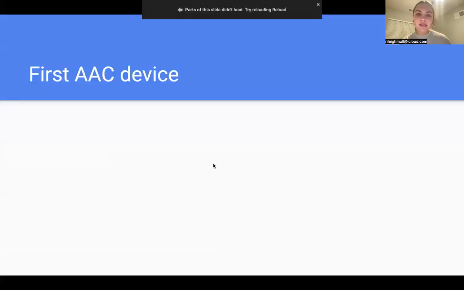So from the 1920s to, oh, this page has images. I'll make sure to share my slides. They're not loading, I apologize, but they're images of what the first AAC device looked like. Again, it looked pretty similar to a recent one today, which is pretty cool. It just has numbers and letters on it.